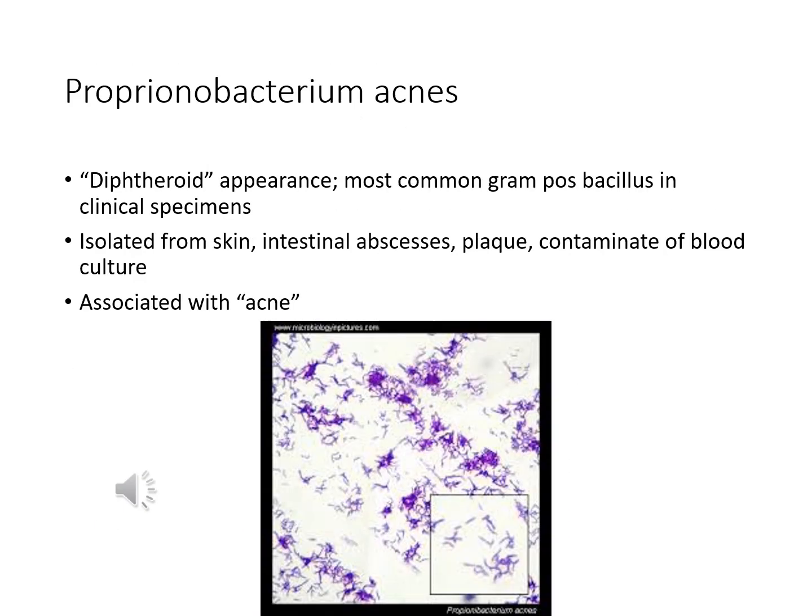Propionibacterium acnes has a diphtheroid appearance. This is the most common gram-positive rod that is seen in clinical specimens. It's isolated from skin, intestinal abscesses, plaque. Propionibacterium is often considered a contaminant of blood cultures, but you'll need to assess if it is actually a contaminant or not. So again, it is an anaerobic bottle, and you would look to see if both sets of the cultures are positive. If that's the case, it could potentially indicate that it is actually not a contaminant. And as the name indicates, this is actually associated with acne.